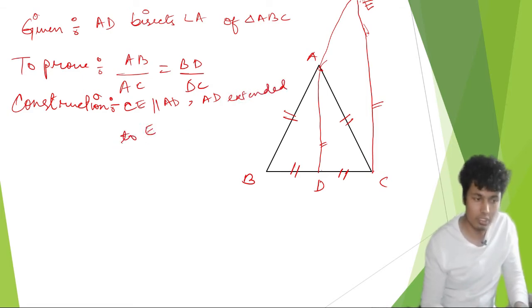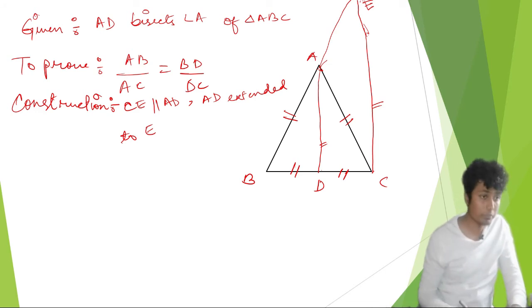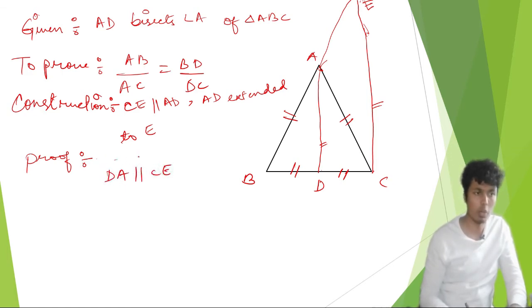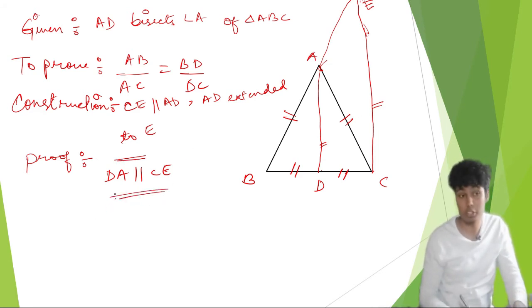Okay, I hope it is clear. Now, let us start our proof. By construction, DA is parallel to CE. We have drawn the construction so that it is. Now, if DA is parallel to CE, then what is our theorem? What does the basic proportionality theorem say?